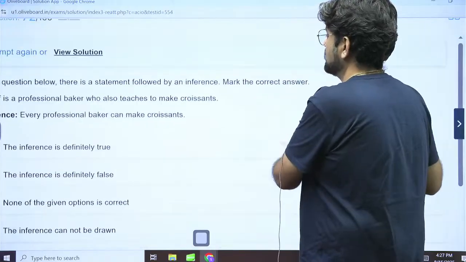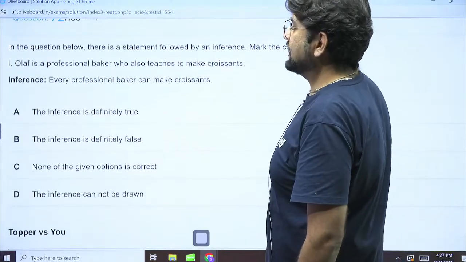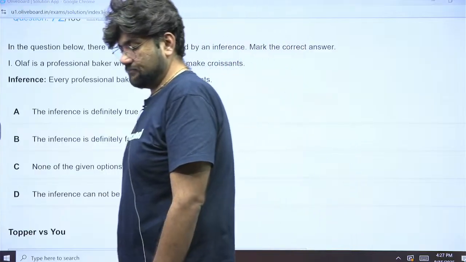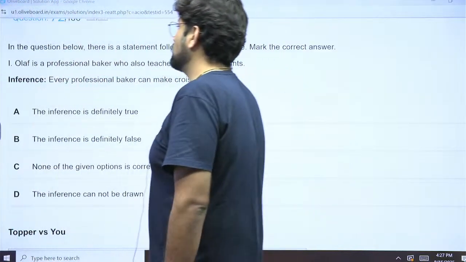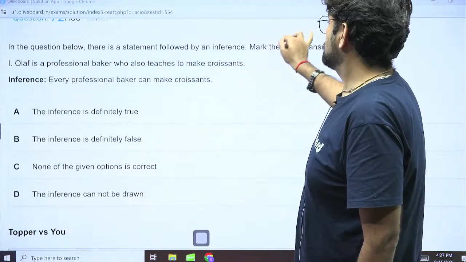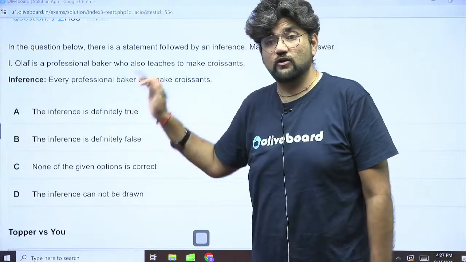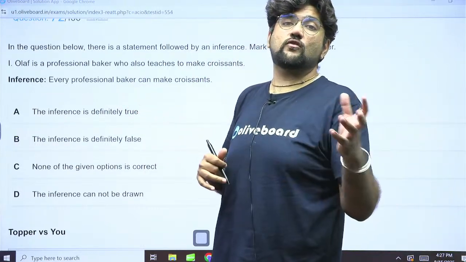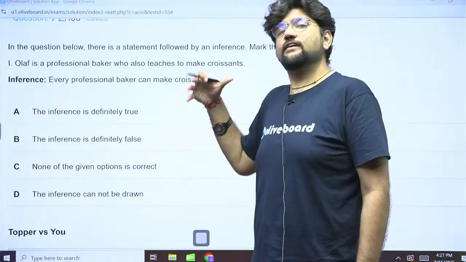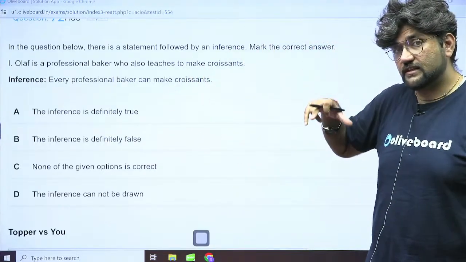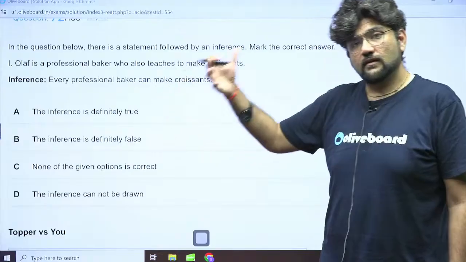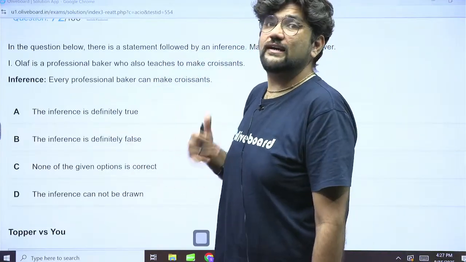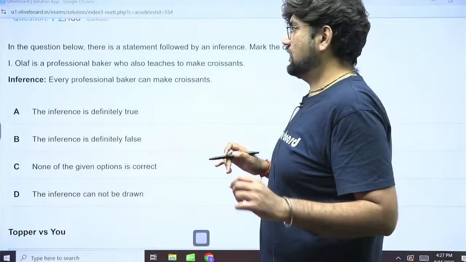Okay, this is a good question actually. Now is where you will find that there is a difference in your regular approach and your reasoning section here. Okay, read this. In the question below, there is a statement followed by an inference. Mark the correct answer. Now, this is not your regular critical reasoning question where you simply see which inference is being followed from the statement. This is a different variation of that. You need to check whether the inference is definitely true, is probably true, is definitely false, or is probably false. Okay, or it cannot be drawn. So, I'll show you how to approach that.